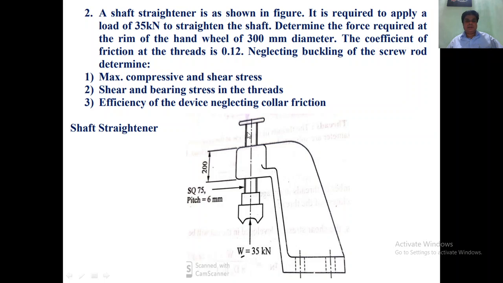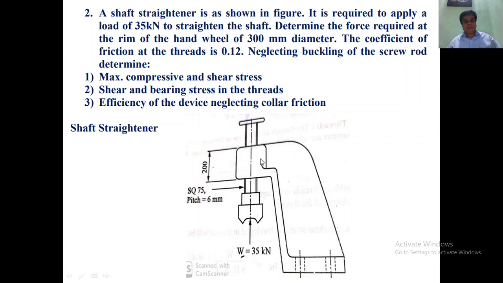So at this condition, we have to find out the maximum compressive or shear stress induced in the power screw, and the shear and bearing stresses in the threads. So all the stresses, that is shear stress, bearing stress, compressive stress, we have to find out here, and the efficiency of the device, that is, the efficiency of this screw.